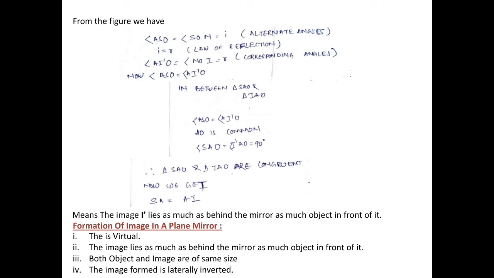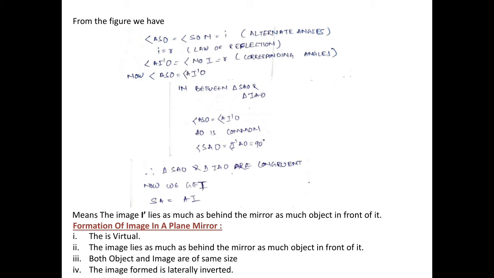So what are the characteristics of the image formed in a plane mirror? The image is virtual. The image and the object lie at the same distance from the mirror. The third one, both the object and image are of the same size. Fourth one, the image formed is laterally inverted. It means you see your left side on the right side in the mirror and your right side on the left side of the mirror. This property is called lateral inversion.